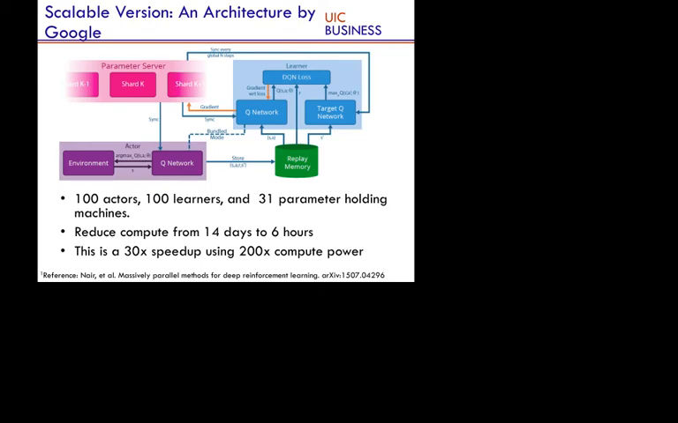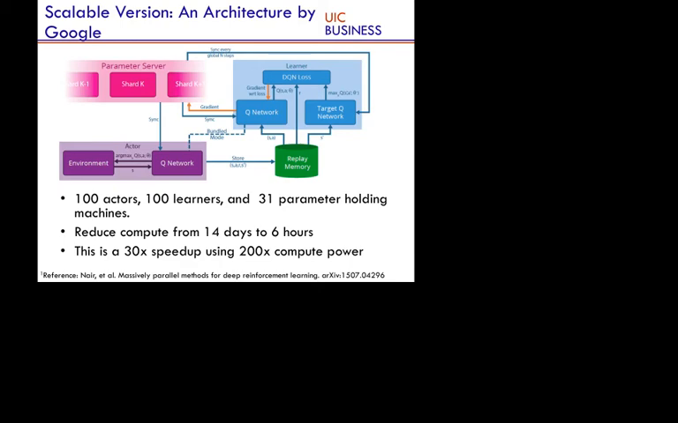So that's why there's a common parameter server. In this case, 100 actors, 100 learners, and 31 parameter server machines. In terms of actually getting the experience, you can see that they reduced the computation from 14 days to 6 hours per game. This is a 30x speed up using quite a bit more compute power. So they really had to crank up the compute power to decrease the time.